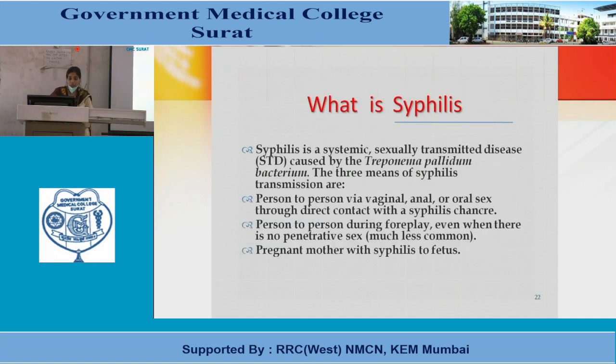So what is syphilis? Syphilis is a systemic sexually transmitted disease caused by the Treponema pallidum bacterium. The three means of syphilis transmission are: person to person via vaginal, anal or oral sex through direct contact with a syphilis chancre; second, person to person during foreplay, even when there is no penetrative sex, though much less common; and third, from a pregnant mother with syphilis to the fetus.